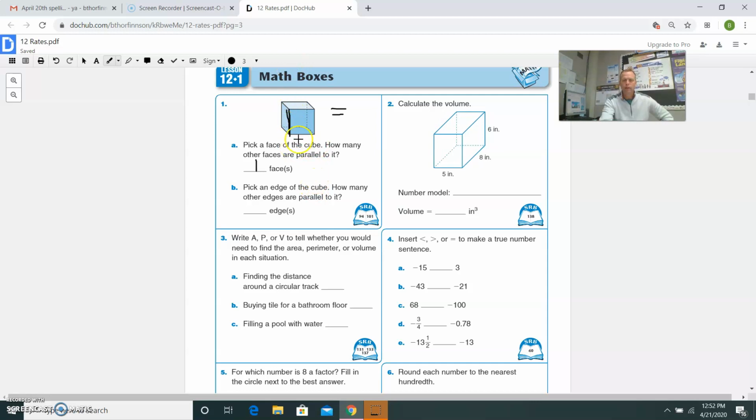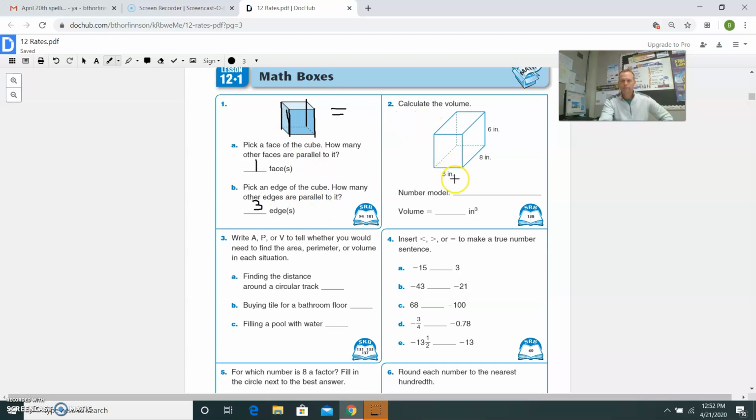If we continued that forever and ever, this would be perpendicular, right? So with that, we'd have 1, 2, 3 other edges that would be parallel with this. So 3 edges are parallel with this first one.